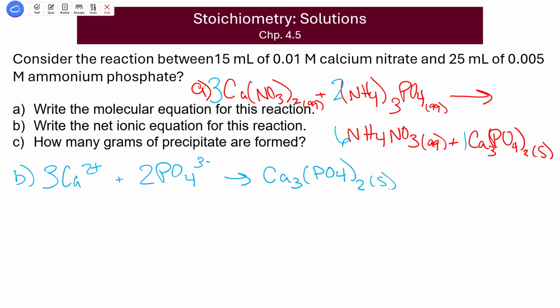Everything will split on your reactant side. The ammonium nitrate will split on your product side. You'll keep your product of the calcium phosphate. That precipitate will stay solid. Your ammoniums and your nitrates will cancel out in your complete ionic equation, but your net is going to be just the calcium and the phosphate forming the precipitate.